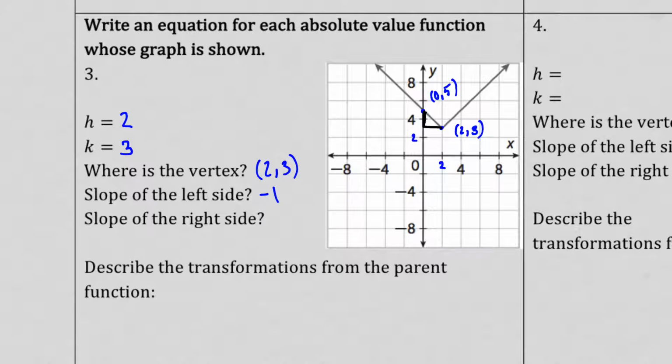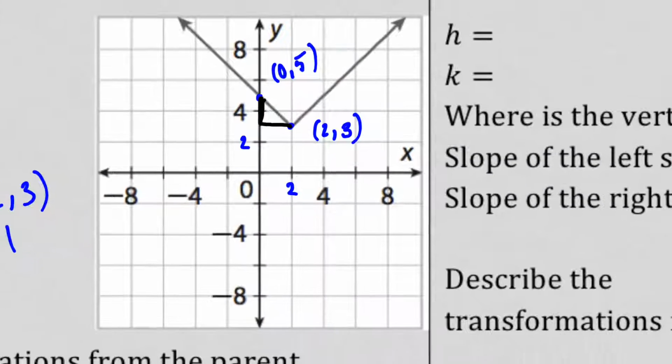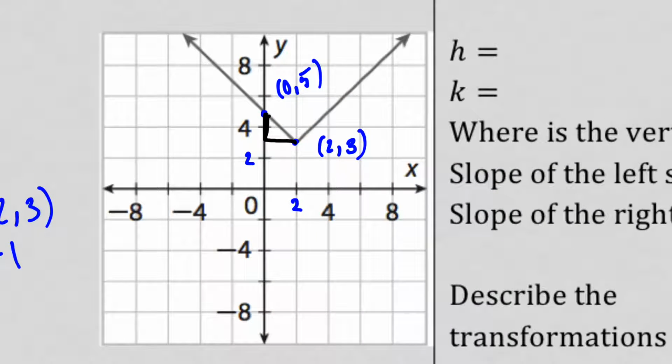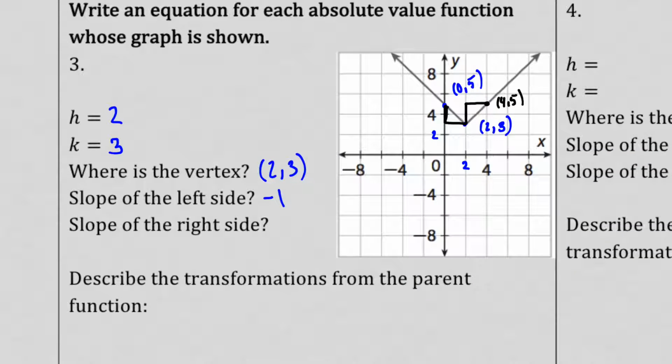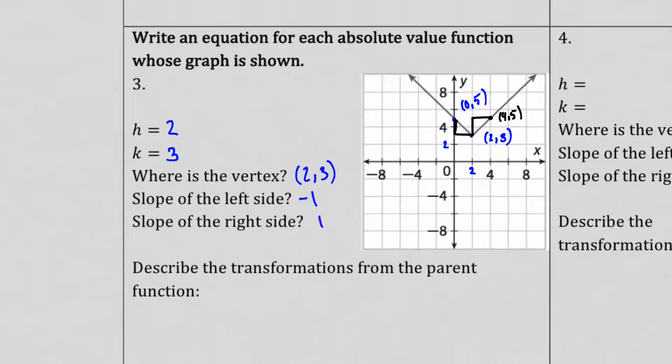The slope on the right side seems to be the same except the opposite sign. From this point to this point right here, which is 4, 5. That's what that point is. That's 4, 5. I can go up 1, 2, and then right 2. Up 2, right 2. 2 over 2, which means that the slope there is 1.